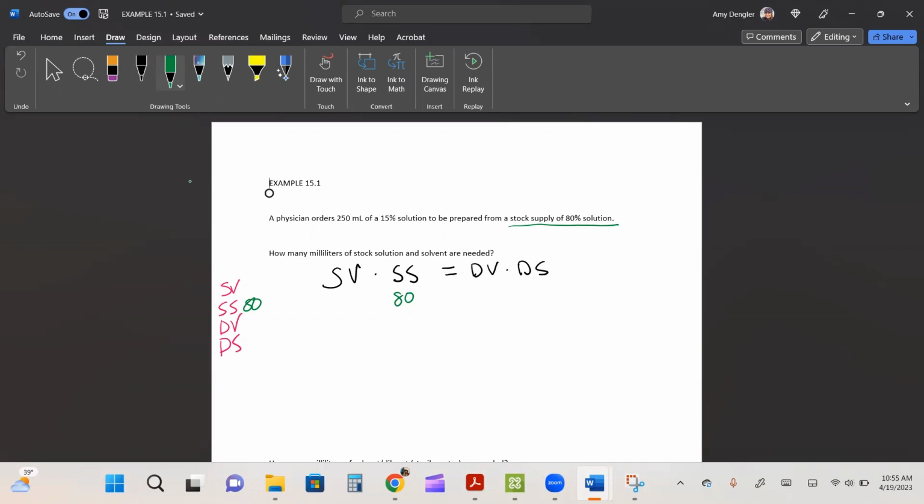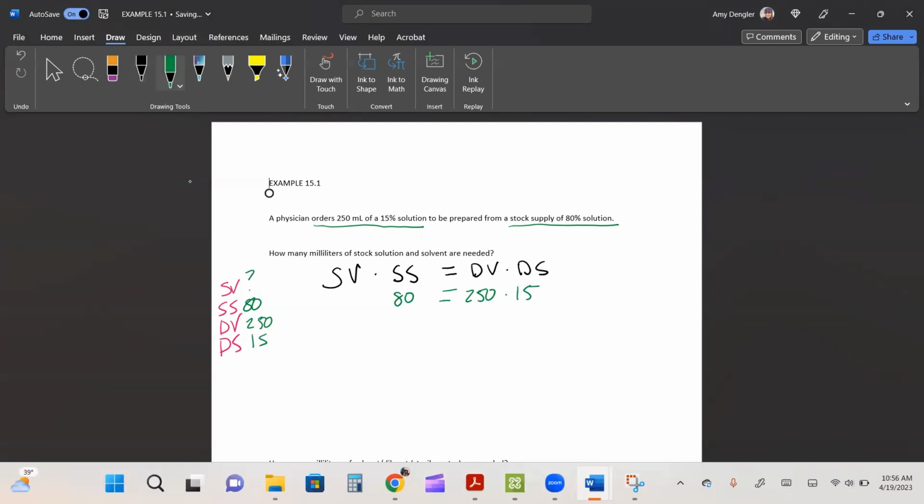And our desired is going to be what the doctor orders. So desired volume is going to be 250 ml. Desired strength is going to be 15%. Notice how I don't have any of the percents or the units on here for right now, and that's totally fine. I think that makes it a little bit more confusing when you add all that in there. And then SV is going to be our unknown.